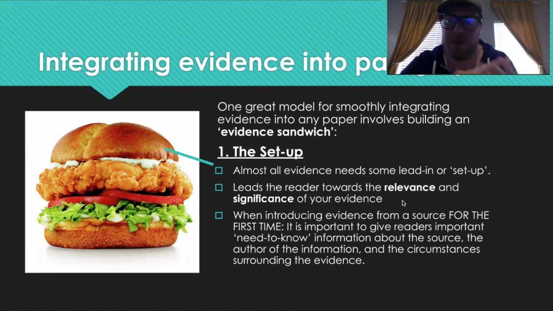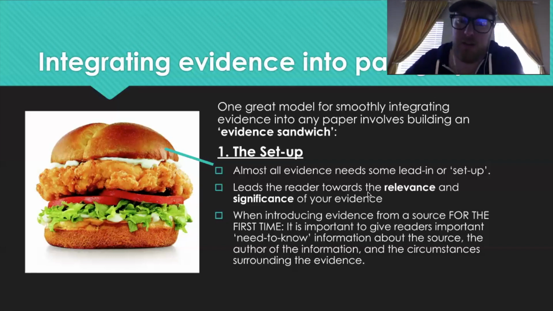So maybe you decided while you were looking at evidence that this evidence was good and relevant and helped to answer the question, but you need to provide in the setup, the top bun here, why to readers. You need to explain to readers why it mattered and why it was relevant, why it was significant. So when introducing evidence from a source for the first time, here's the recommendation: a good lead-in is to give readers important need-to-know information about the source. This means maybe a one-sentence summary.